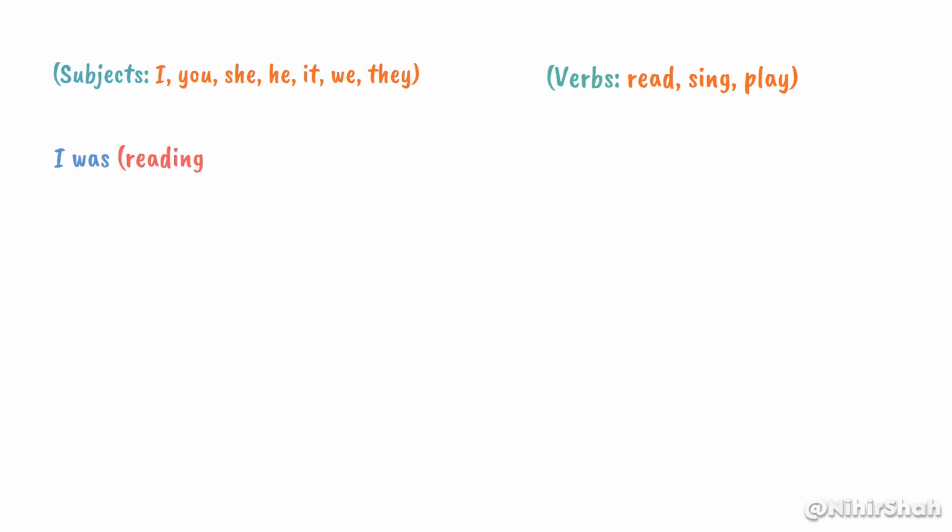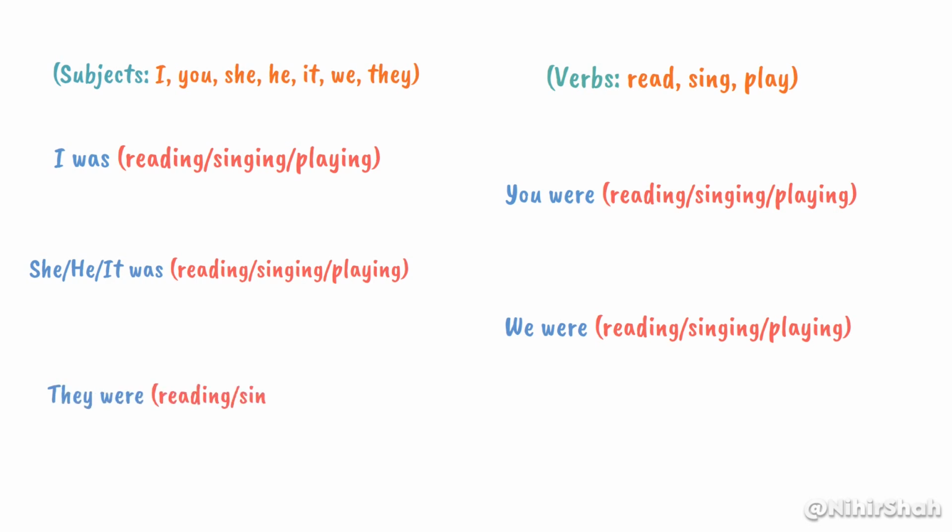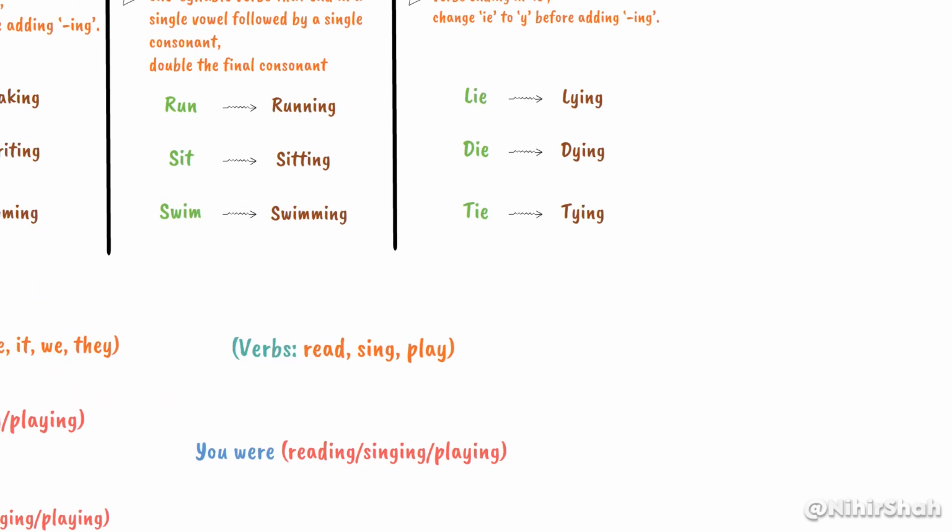Subjects: I, you, she, he, it, we, and they. Example verbs: read, sing, and play. So the sentences will be: I was reading, I was singing, I was playing. You were reading, you were singing, you were playing. He, she, it was reading, singing, or playing. We were reading, we were singing, or we were playing. They were reading, they were singing, they were playing.